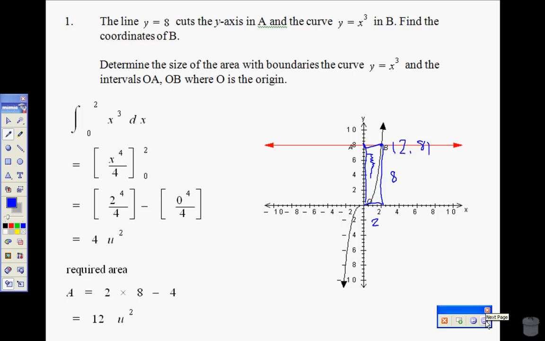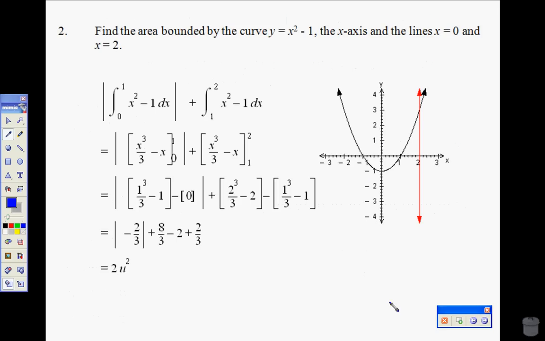The next one is one where, again, we draw it up. We want the area between the curve y is equal to x squared minus 1, so there's our parabola, and the lines x is equal to 0, which is the y-axis, and x is equal to 2. So our area is in here. There's the area we want, and there's the area we want there.